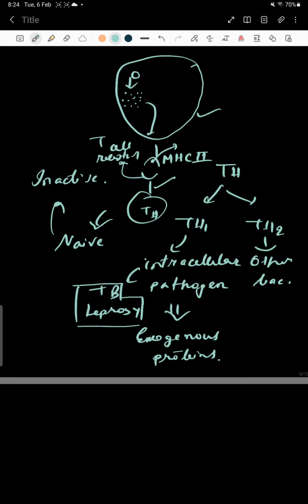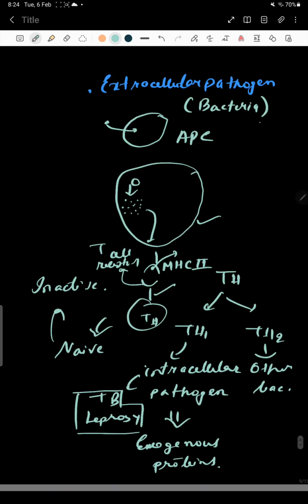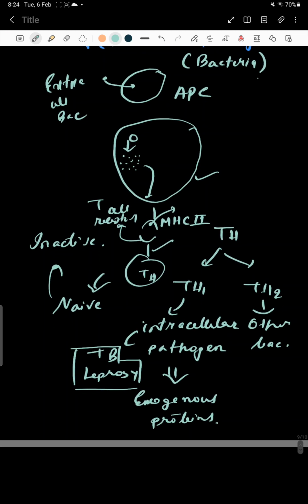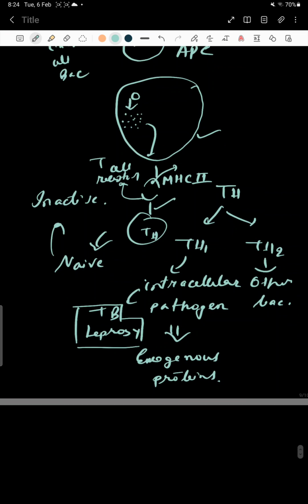Okay, as I have previously told, this is an extracellular bacteria, and the proteins are also exogenous, you can understand. It will be represented on MHC2, and it will be presented to the TH2 type. Okay, TH2, because in case of intracellular pathogen we induce TH1, but here we will induce TH2. This is how this transformation will be taking place.